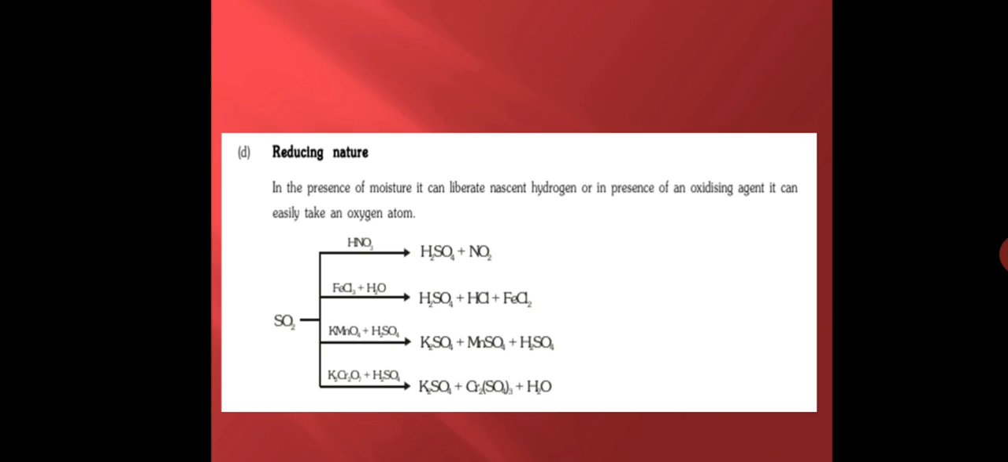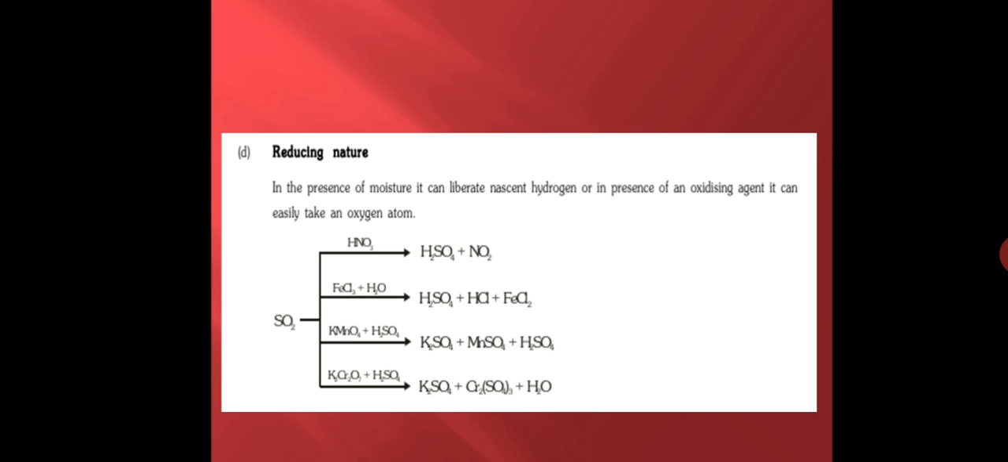Now sulfur dioxide also shows reducing nature. In presence of moisture, it can liberate nascent hydrogen, or in presence of an oxidizing agent, it can easily take an oxygen atom and show the reducing nature. Now, sulfur dioxide reacts with nitric acid forming sulfuric acid and nitrogen dioxide. In this reaction, we will see that sulfur dioxide is oxidized to H2SO4 because its oxidation number has increased, and nitric acid is reduced to NO2 because the oxidation number of nitrogen is reduced from +5 to +4.